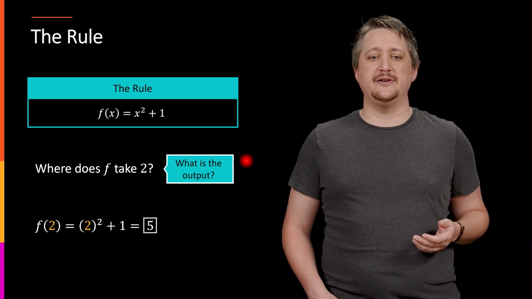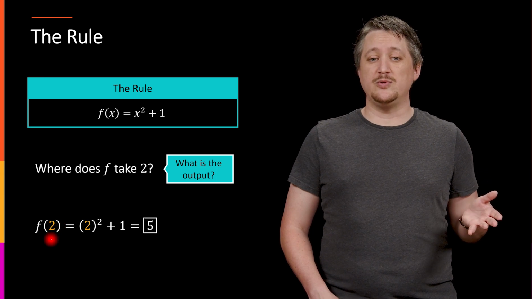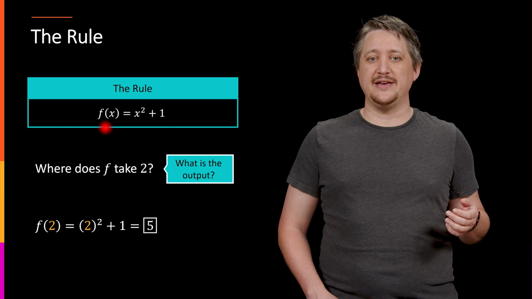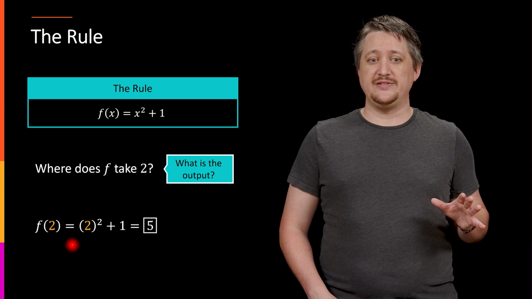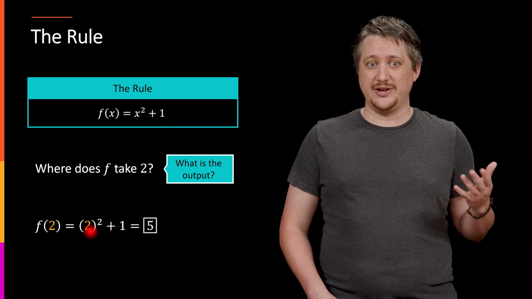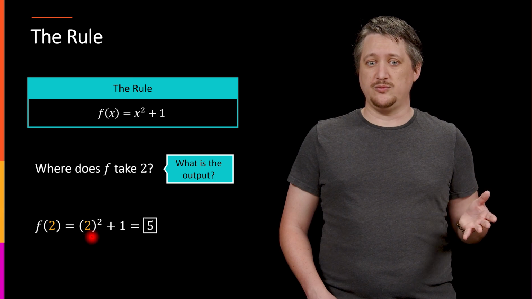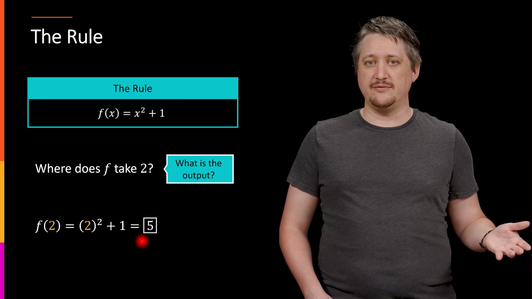And what that means is that over here we've replaced the dummy variable with 2. Everywhere on the other side of the equal sign, just like up here where we had the x and the x squared, anywhere we see an x, we replace it with whatever we're plugging in. So since we're plugging in 2, everywhere we see an x, we replace it with 2. So it becomes 2 squared plus 1, which we can then compute and get 5, okay?